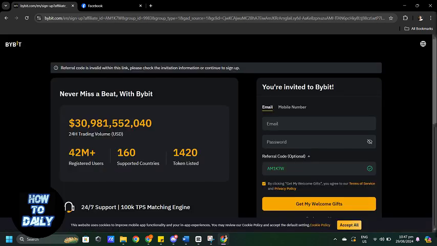So start by logging into your ByBit account. If you don't have one yet, sign up and complete the necessary verification to start trading.